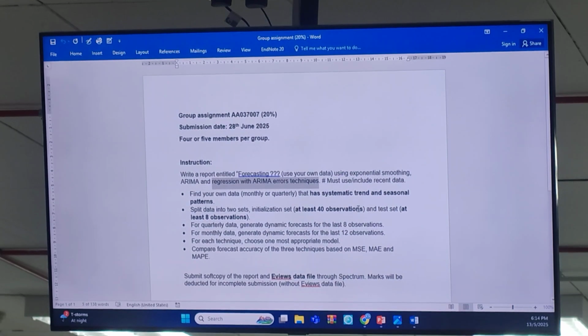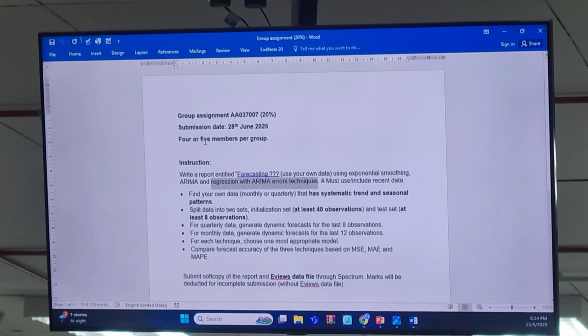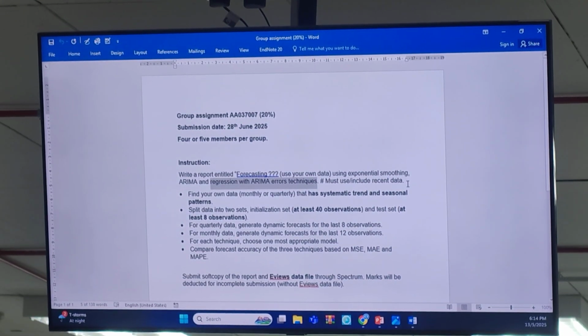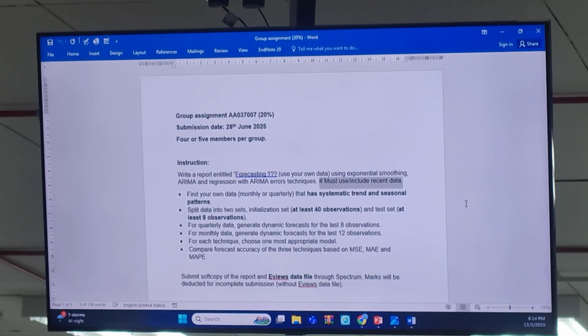So for this one, you need to find your own data. You form a group of 4 or 5 members, but I think 5 is better. It's up to you, either 4 or 5 members per group, and then you need to have sufficient data. Please use the reduced data, do not use all the data. Find reduced data, at least until 2023. You have monthly data, for example, or quarterly data until 2024.